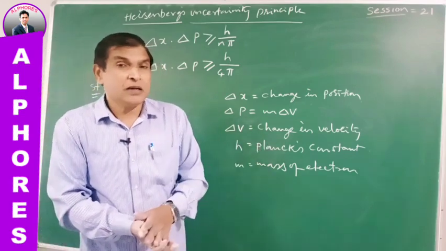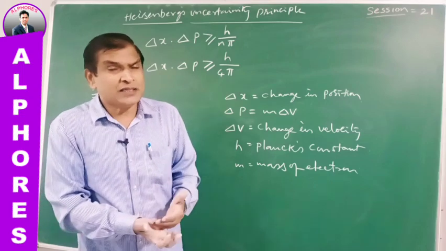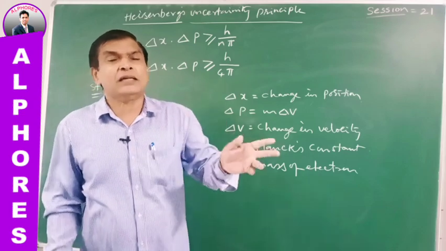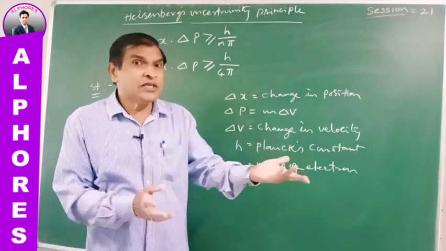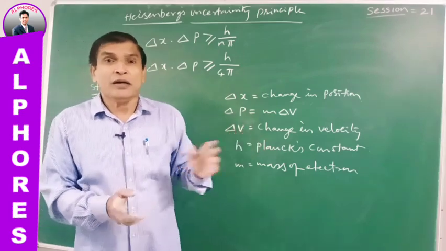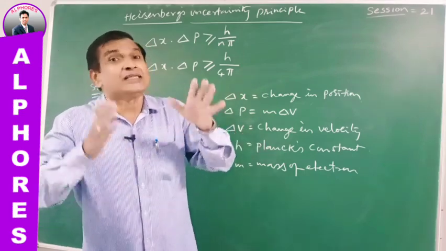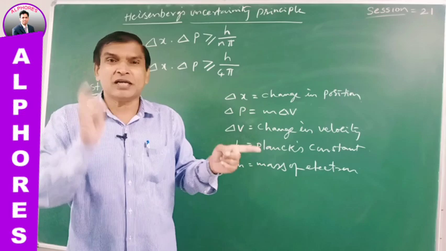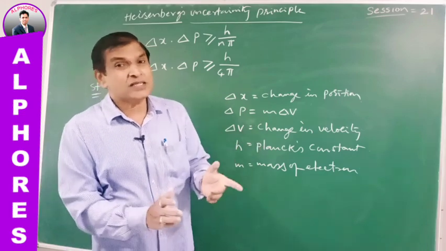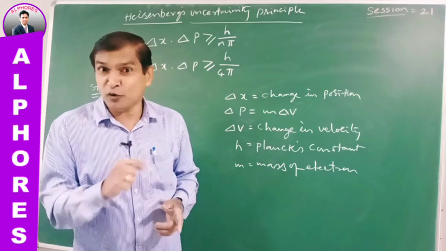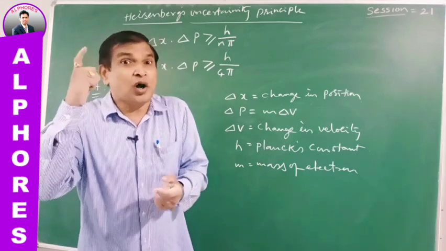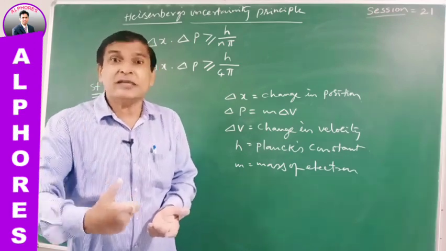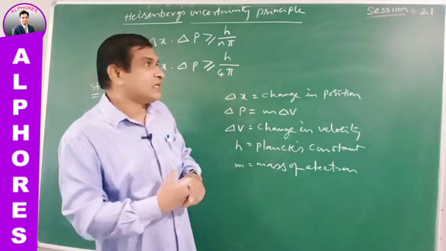We understand from Bohr's theory that we can predict the position and velocity of the electron in the Bohr's orbit. But according to Heisenberg, it is impossible to determine simultaneously and accurately the change in position and change in velocity. Separately we can calculate them, but simultaneously, at once, they cannot be determined. That is the concept of the uncertainty principle. Therefore, the uncertainty principle is in contradiction with Bohr's theory. You should remember that very important point.